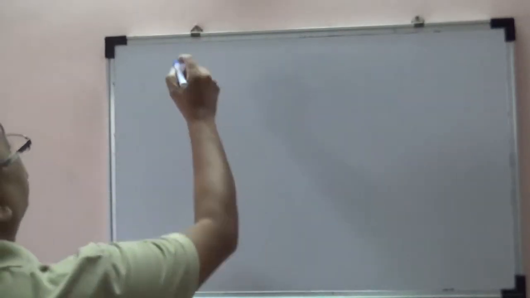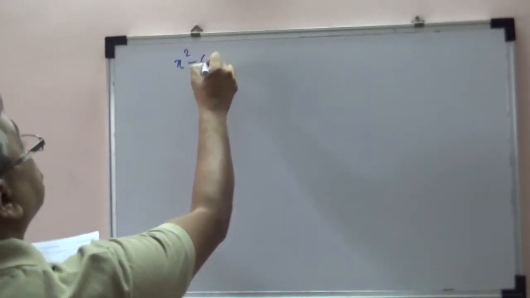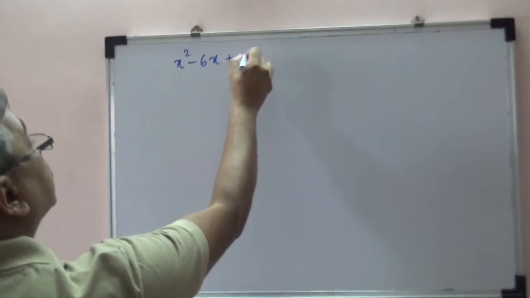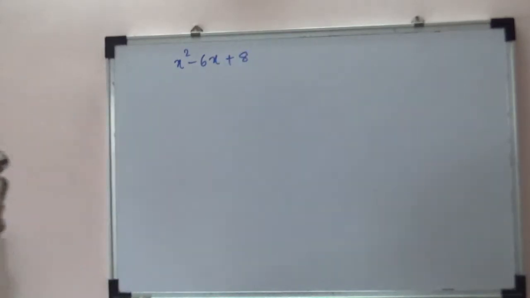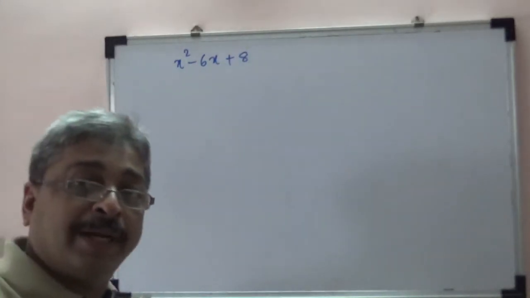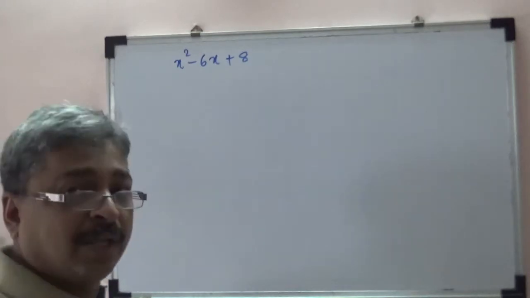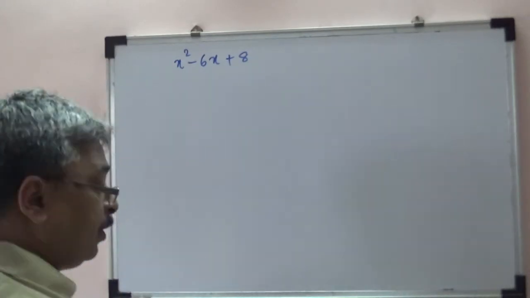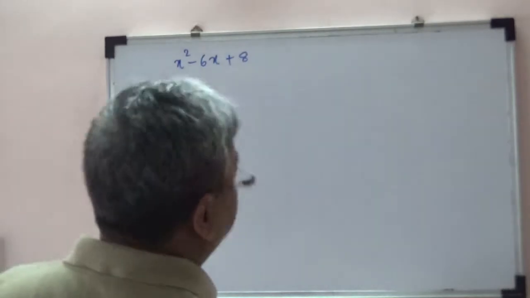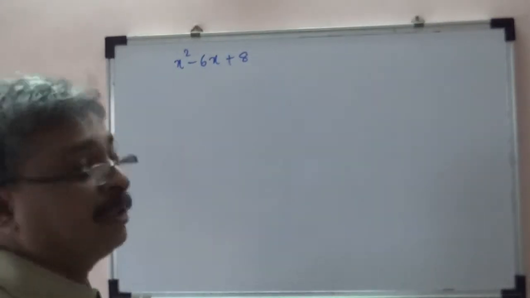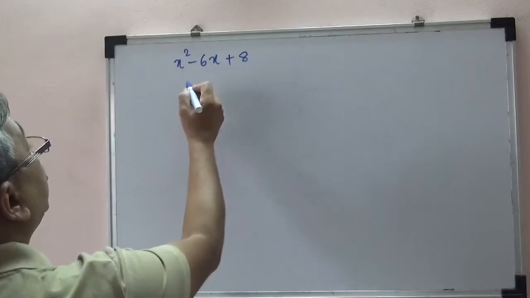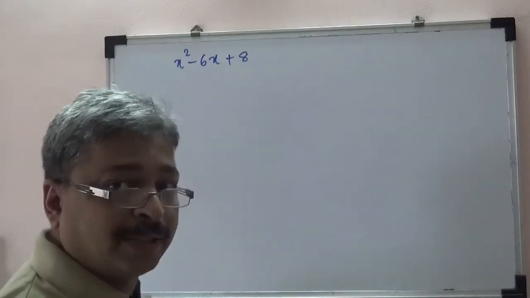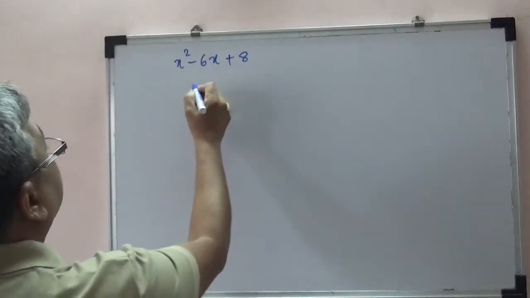Suppose we wish to factorize x square minus 6x plus 8. There are many ways of doing it, and we will see practically all the ways of factorizing expressions like this. These are quadratic expressions in variable x. The first method which we are going to use today is the method of completing squares, which is the most versatile method.